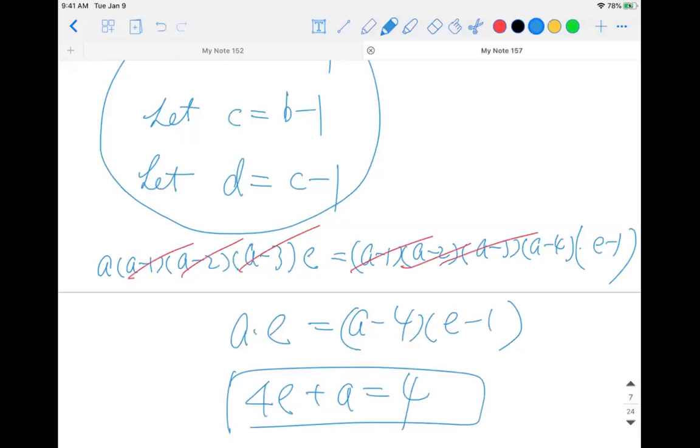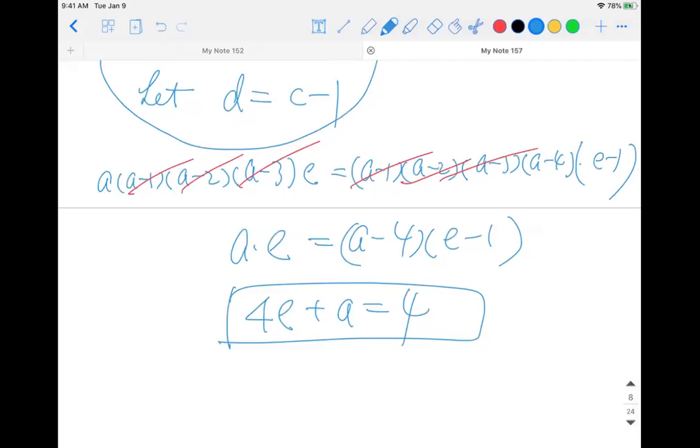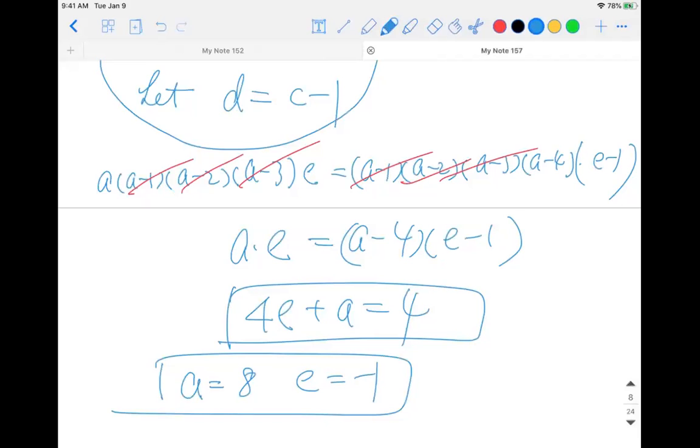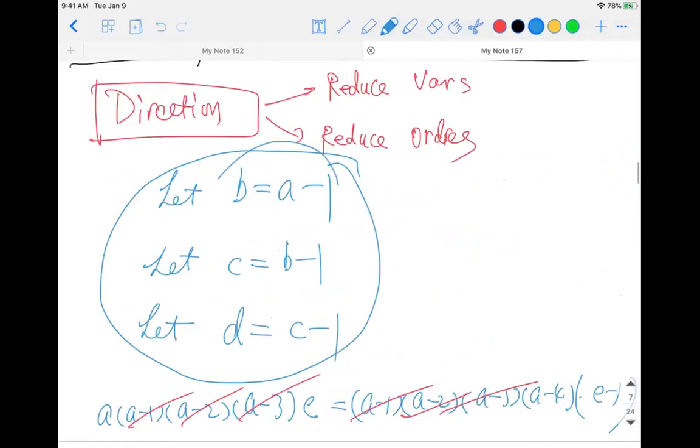This is a Diophantine equation for sure, but these Diophantine equations have infinitely many solutions, right? You don't have to think too much. You can just close your eyes and give any kind of solution. Let's say A equals 8, E equals minus 1. As long as you have this, what are you going to do? You can just basically plug it back, and you'll have the B, C, D. Is that right?